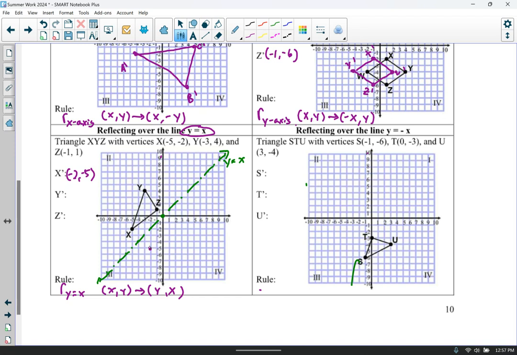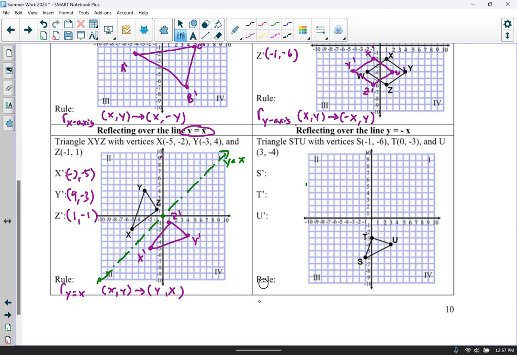So we'll plot that right there. There's our x prime. Y, (-3, 4). So y prime is going to be (4, -3). They're just swapping places. So (4, -3). There's our y prime, and z, (-1, 1) will become (1, -1). So that'll go right there for z prime, right? And we'll connect our lines. We see a nice congruent triangle. You can see how it's equidistant from that line y equals x. You can see equal diagonal spaces between them.